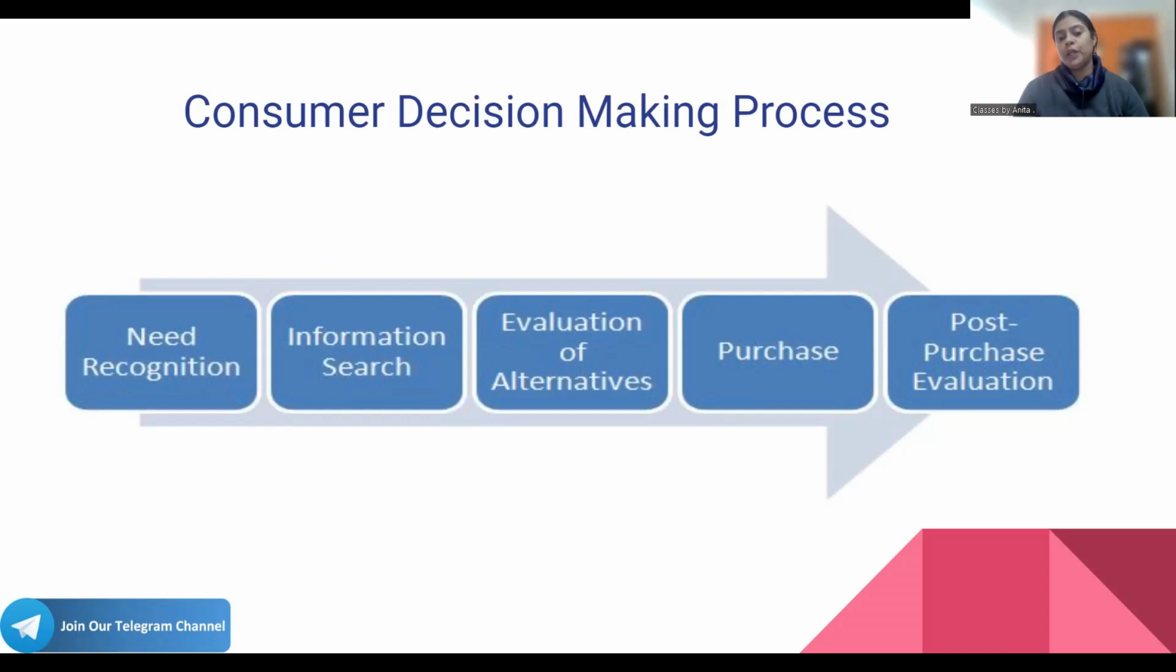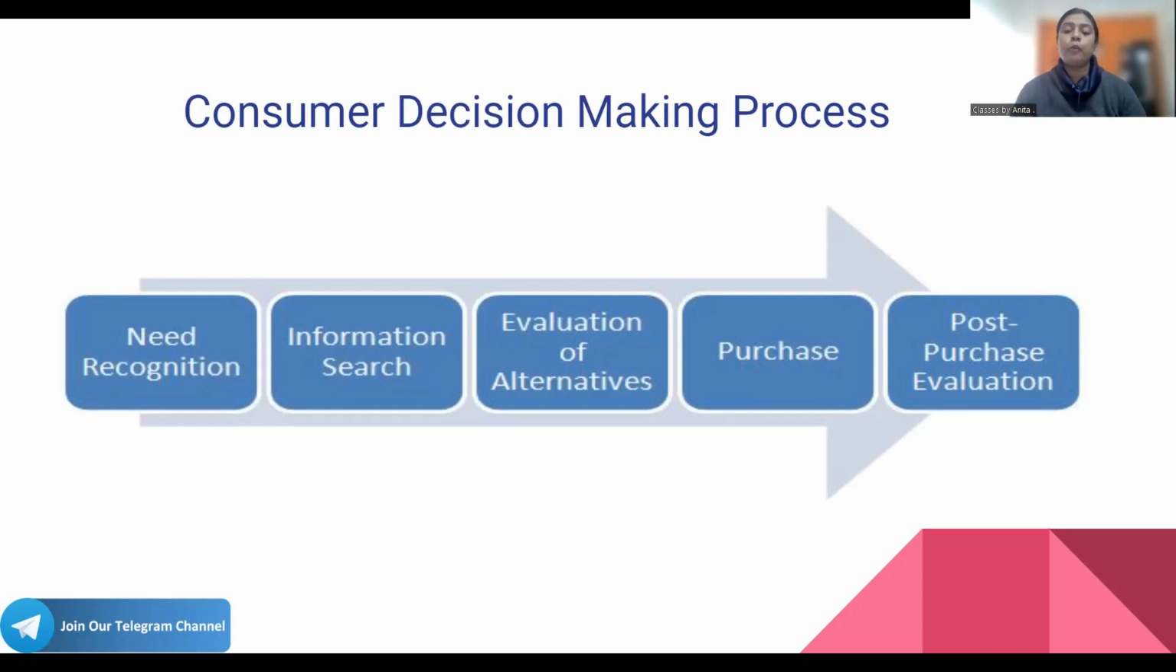Now the point comes of the evaluation of alternatives. You might have shortlisted 2 to 3 brands, and then you will compare the attributes, you will compare the mileage, you will compare the costing, and you will also compare the availability, that how soon you will get the car, right? Finally, you did the purchase, and then comes the post-purchase evaluation.